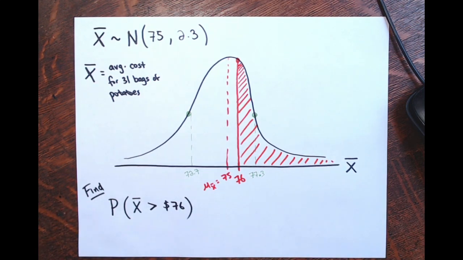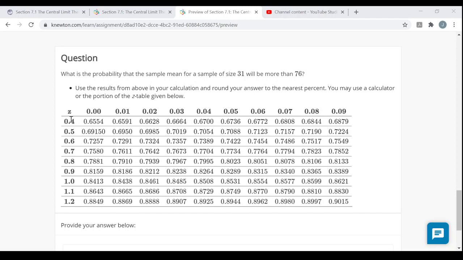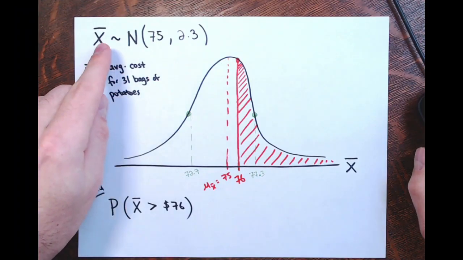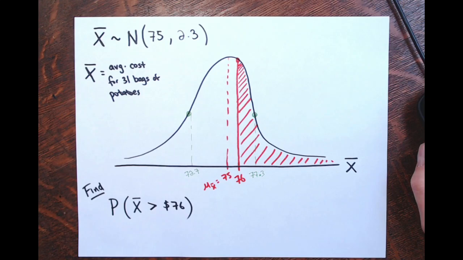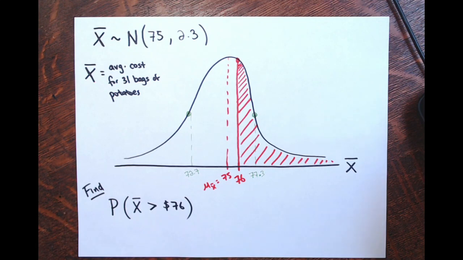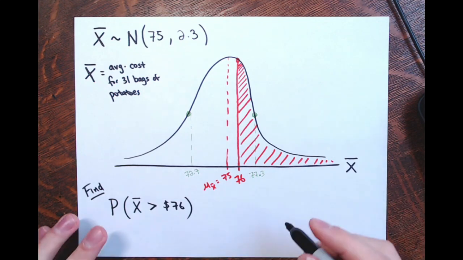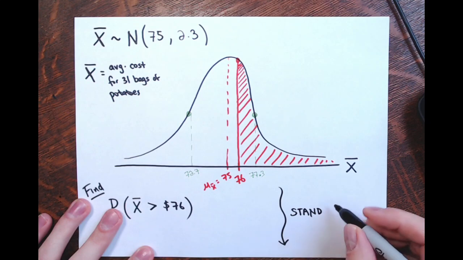Now, if I want to use that table, I can't just yet. See how the table is for your z scores? These are values corresponding to the standard normal distribution, not the one I currently have. Right? This is not the standard normal. Remember, the standard normal has a mean of 0 and a standard deviation of 1, not 75 and 2.3. So what we do is standardize this distribution. Remember, change things to their z-scores. So if I want to use the table, I'm going to standardize this x-bar.